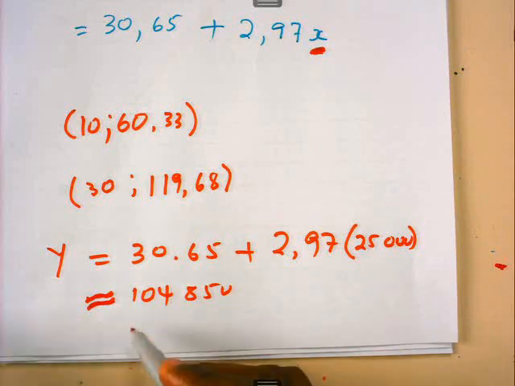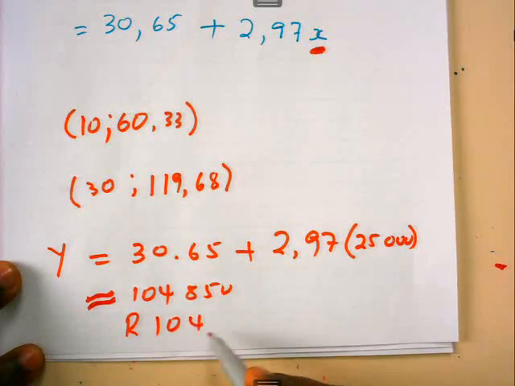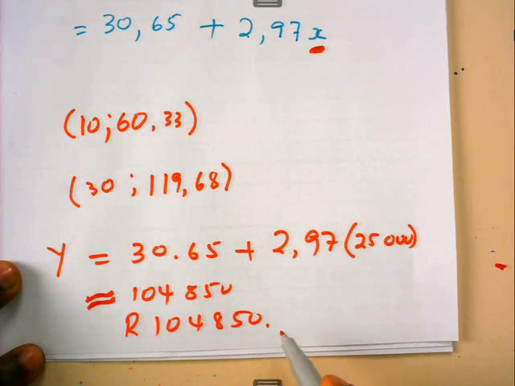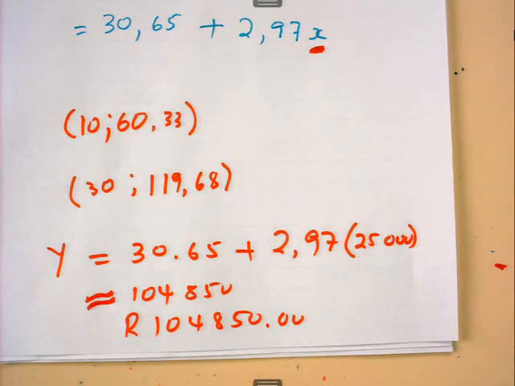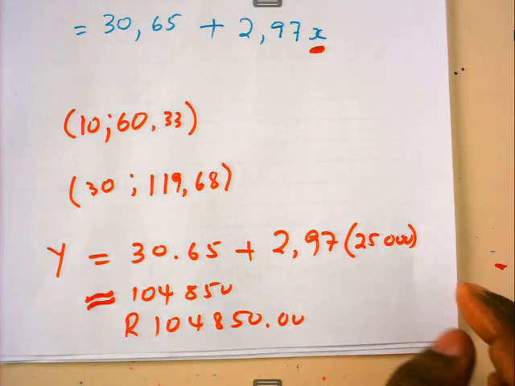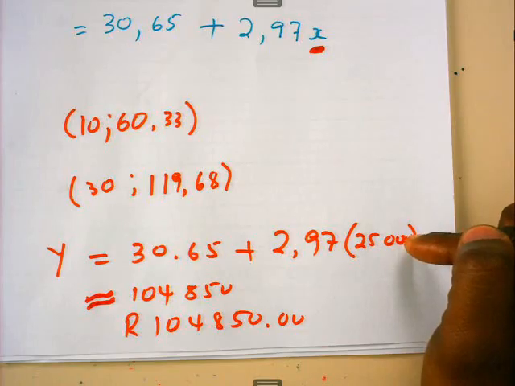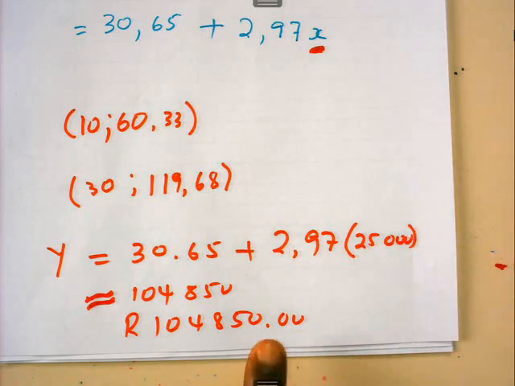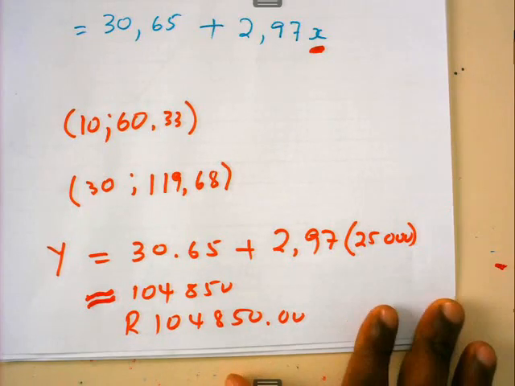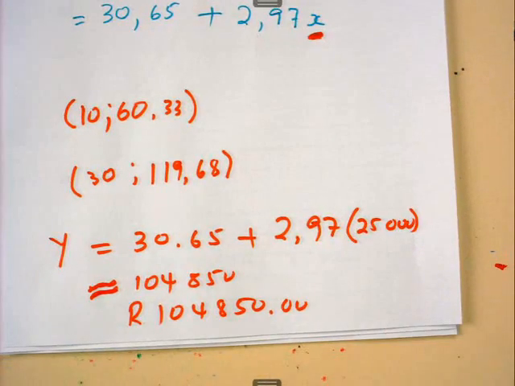It means the profit will be around 104,850. If the expenditure on advertising is 25,000, then they will have 104,850, in thousands of rand. Yes, there it is.